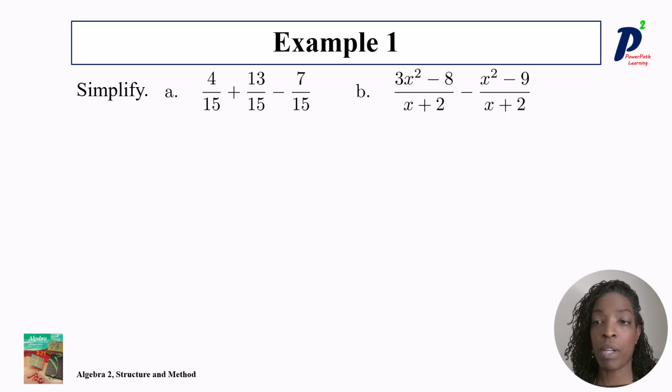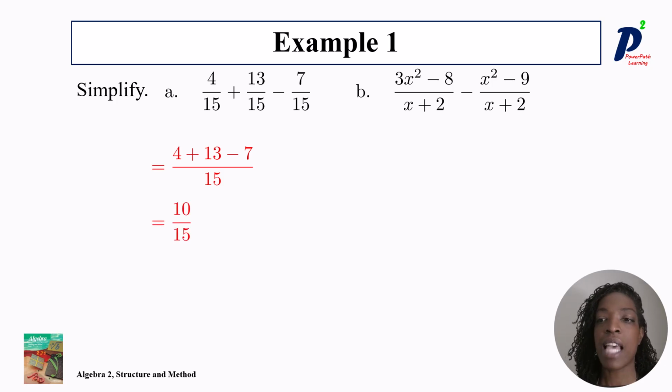For our first example, we have two fractions with like denominators, so we just need to combine our numerators and simplify. For part A, my numerator becomes 4 plus 13 minus 7, which is 10. 10 over 15 reduces to 2/3, and I'm done.